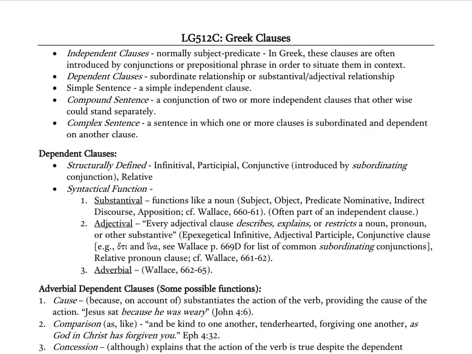And we've talked about how that can function with certain forms like participles, and how it can function with certain forms like infinitives. But we'll talk a little bit more about other subordinating conjunctions that make that possible as well. They can also be adjectival, that is, they function like an adjective. They describe, explain, or restrict a noun, pronoun, or other substantive. They can be adverbial, that is, they can modify the verbal action of the verb and of the independent clause. And a lot of times that's what's going on.